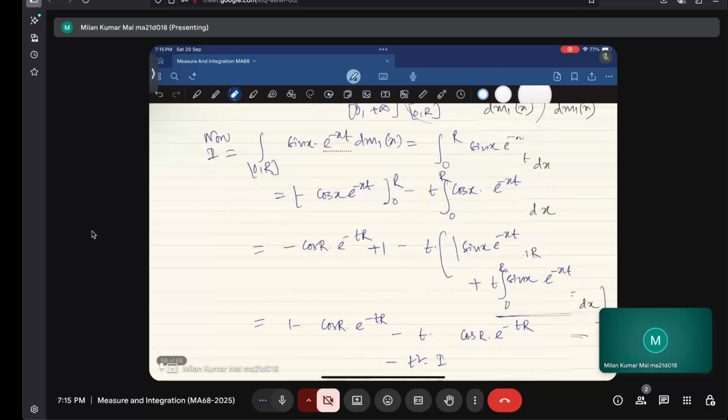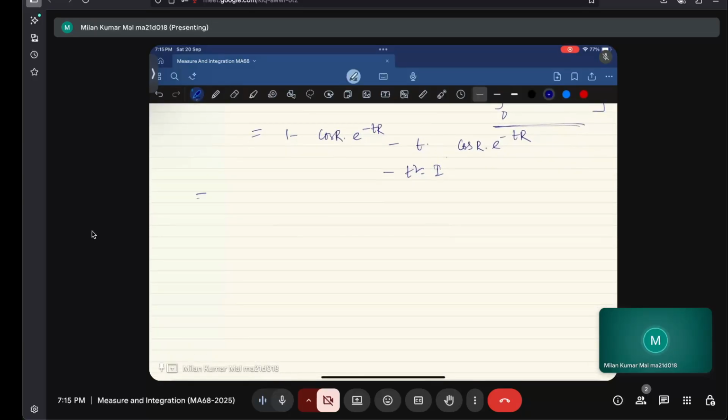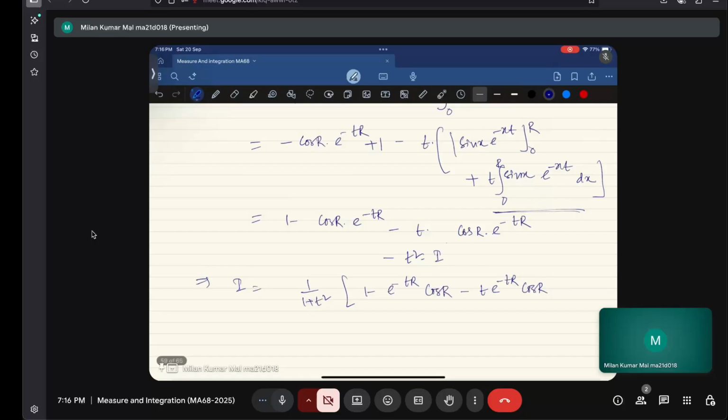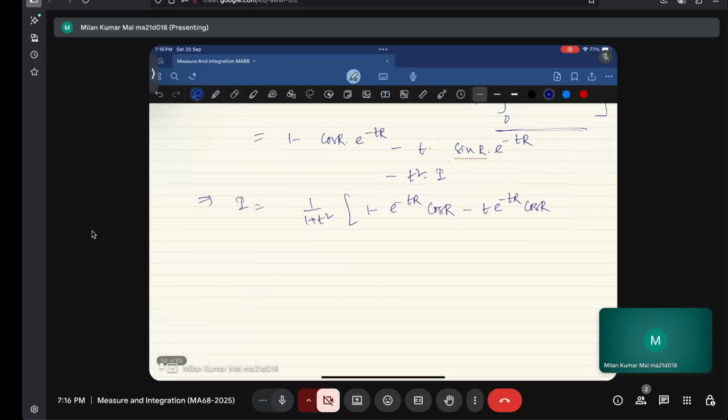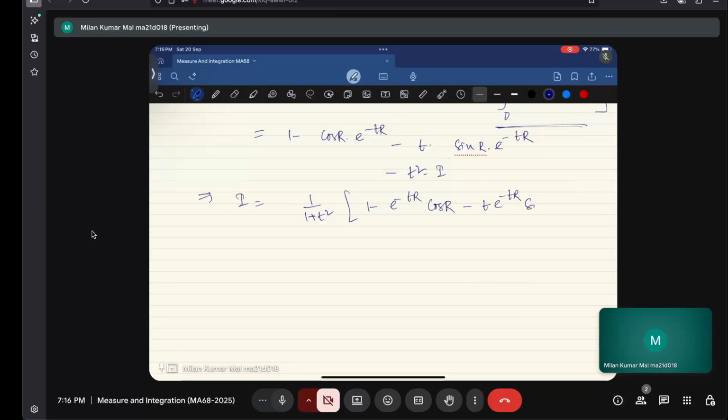Okay, starting integral. So therefore one will get that I is equal to 1 by 1 plus t square, 1 minus e to the power minus tr cos r minus t e to the power minus tr cos r. Okay, sorry, I think this will be sin r. Okay, sin r.